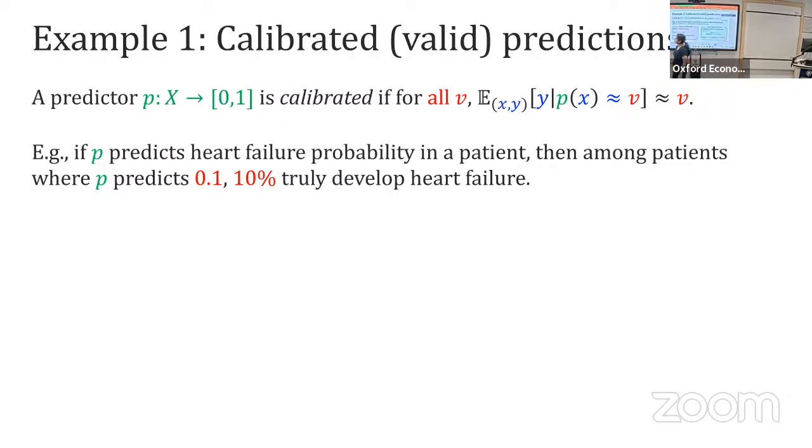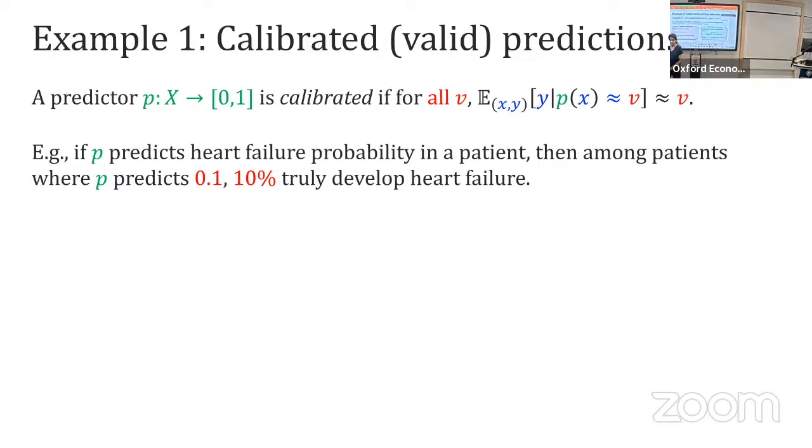Now, a predictor is called calibrated if it really means what it says. What does that mean? Let's say that it predicts 0.1 on some number of people. Then if I look at the people whose prediction was 0.1, about 10% of them truly develop the heart failure condition. That's what it means for a predictor to be calibrated.